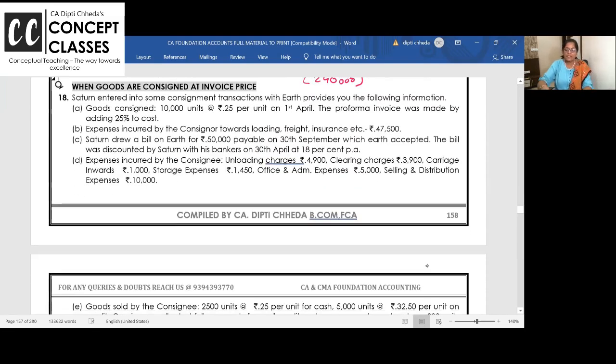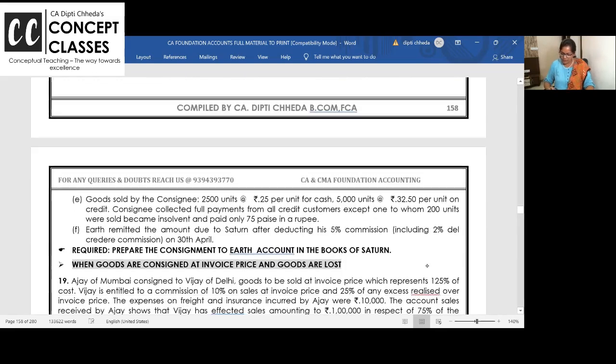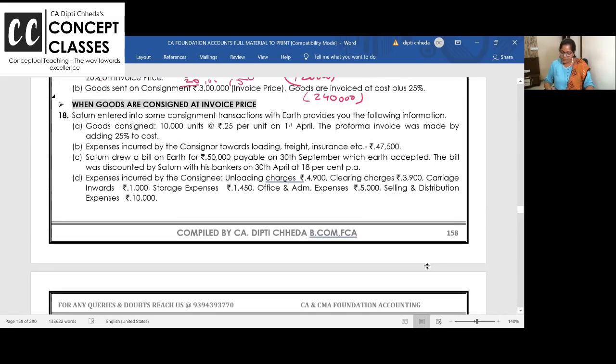All right. Sure. Let us take up same problem now. Same consignment problem, but with loading, 2 more entries will come. 2 more entries will come. So let us take up the consignment account with 2 more entries. Rest all calculations and everything will be same. ठीक है? 18th problem करते हैं. चलो.